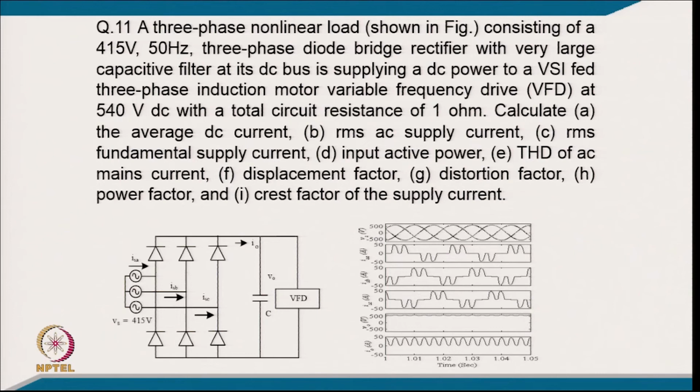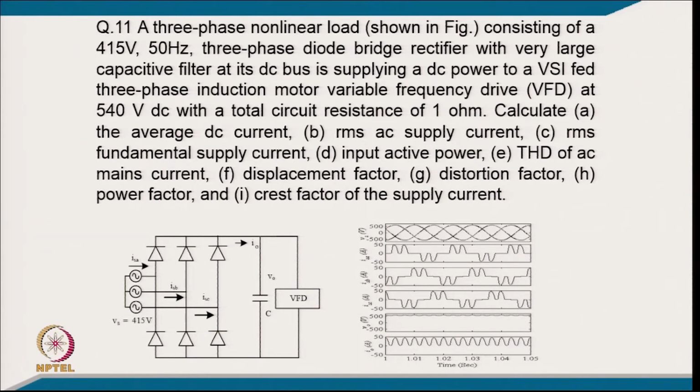Coming to another example, number 11: a 3 phase non-linear load shown in the figure, consisting of a 415 volt 50 hertz 3 phase rectifier with a very large capacitive filter, and its DC bus is supplying DC power to a voltage source inverter of a 3-phase induction motor variable frequency drive at 540 volt DC with a total circuit resistance of 1 ohm. Calculate the average DC current, RMS AC supply current, RMS fundamental supply current, input active power, THD of AC mains current, displacement factor, distortion factor, power factor and crest factor of the supply current.